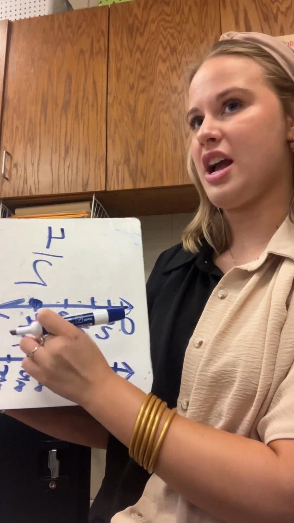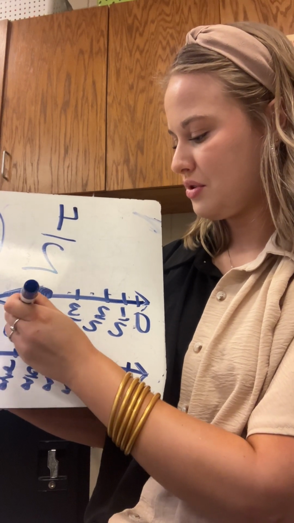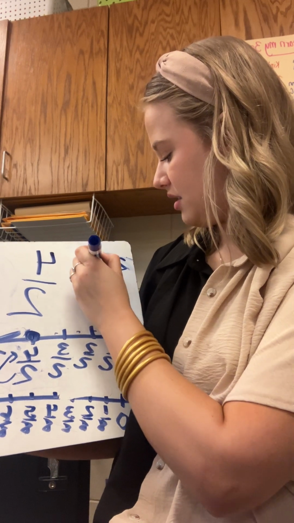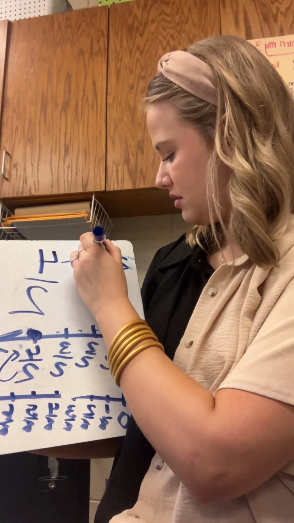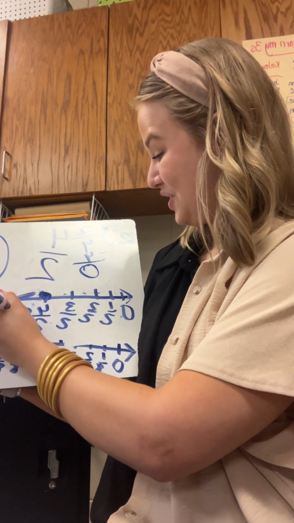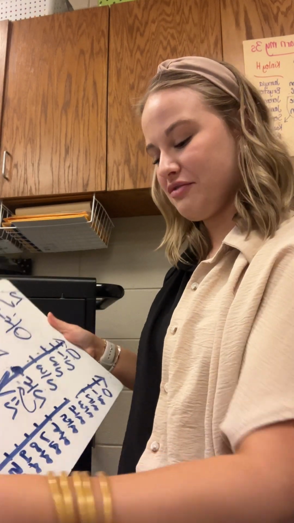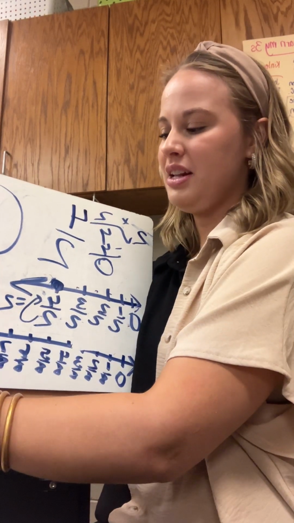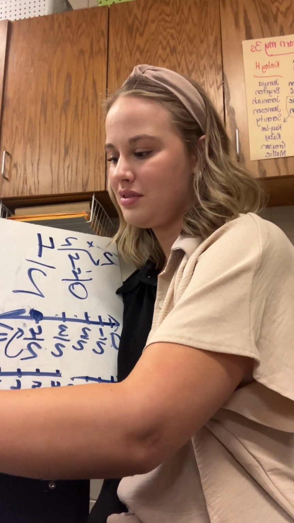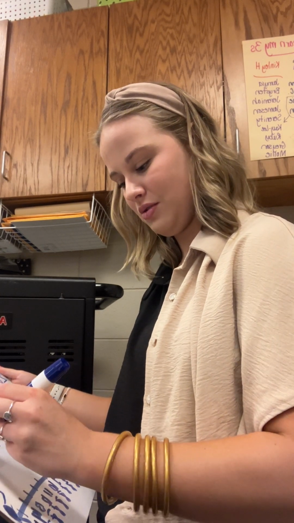So if we look at 4 halves, how many times does 2 go into 4? 2 times. So we can divide it, and that's going to make 2 wholes. So if we look at 16/8, how many times does 8 go into 16? 2. So you can do a little bit of quick math.